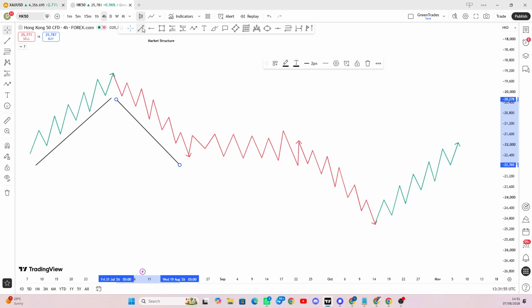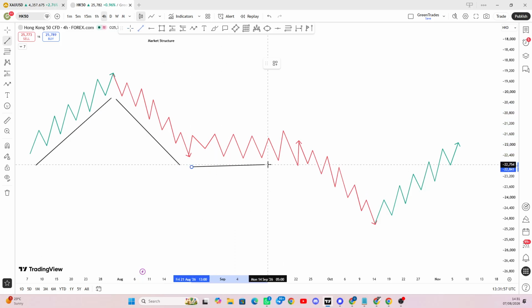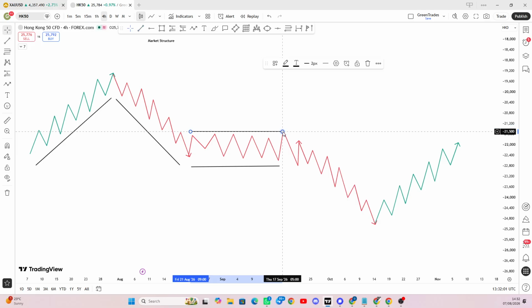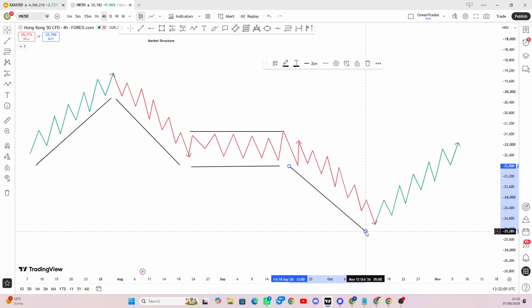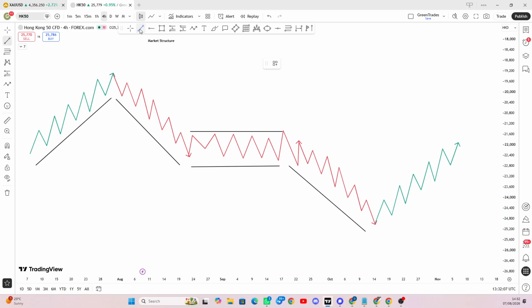And then it started to consolidate at this level, right? It started to consolidate at this level. Then it broke structure to the downside. And then when it got to this point, what happened? It started going up again.